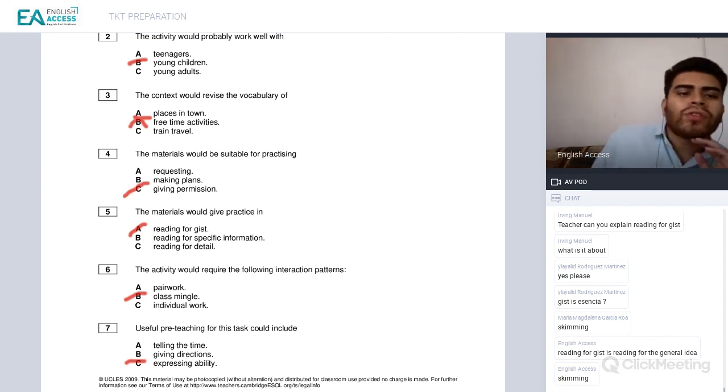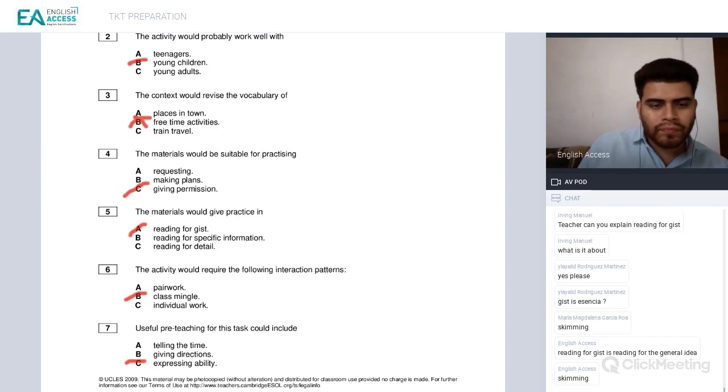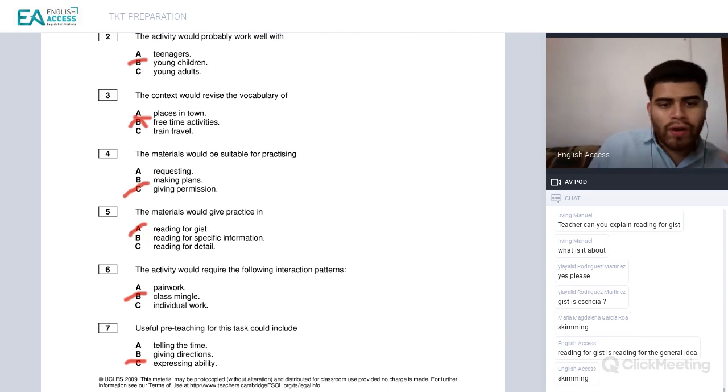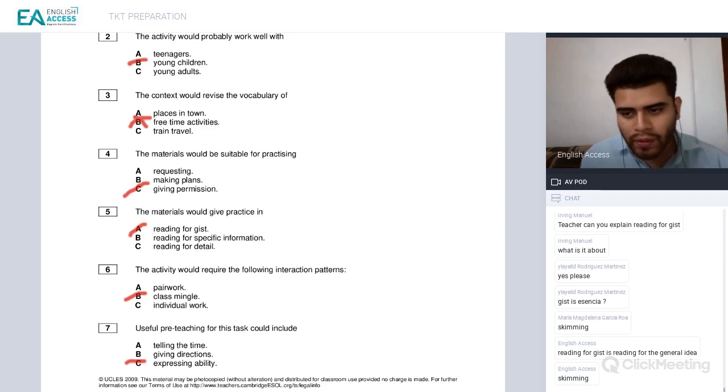So in this case, we have a map and we have the schedules. We are reading for specific information, and we are reading for details because we need to find the places, and we need to find the hour and all of that. It's not a gist. We're not looking for the general idea. We need specific things. We need details, or else how am I going to get to my places?